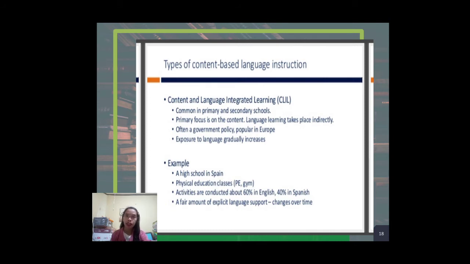Example, high school in Spain, and then physical education classes, and activities are conducted about 60% in English and then 40% in Spanish. A fair amount of explicit language support. So, a fair amount of explicit language support is when the student needs your assistance, then you can give enough time for that. And since the percentage is also given, you have to consider that you have to somehow support your learner. But make sure it's a fair amount. Okay.